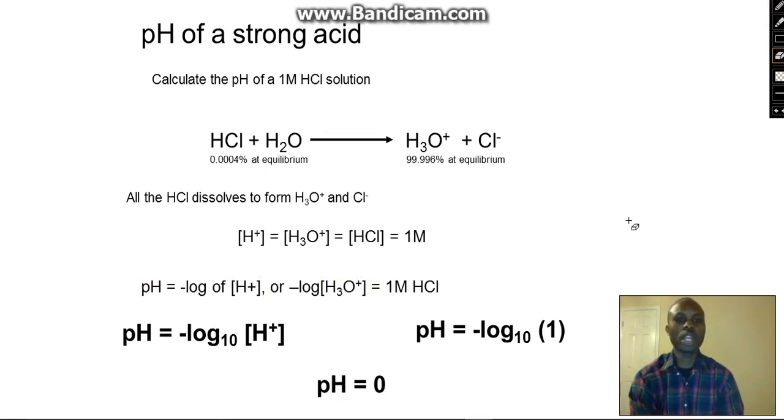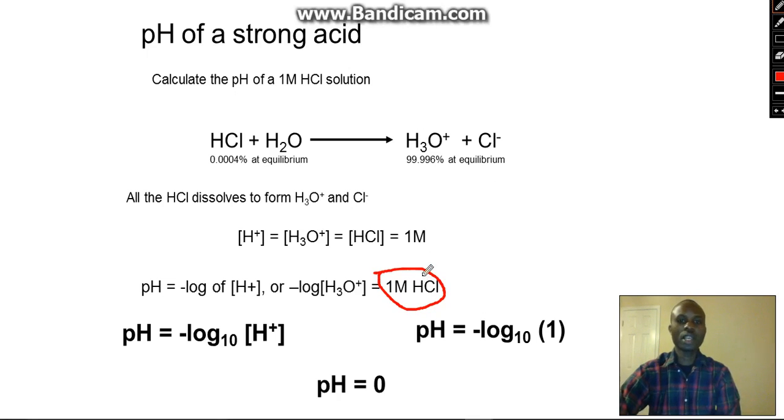So if you want to calculate pH from a strong acid, you just take the concentration of that strong acid. In this case, we have 1 molar HCl as our strong acid. So we just take the concentration of the strong acid and get the negative logarithm to base 10 of that concentration, and then we get our pH.